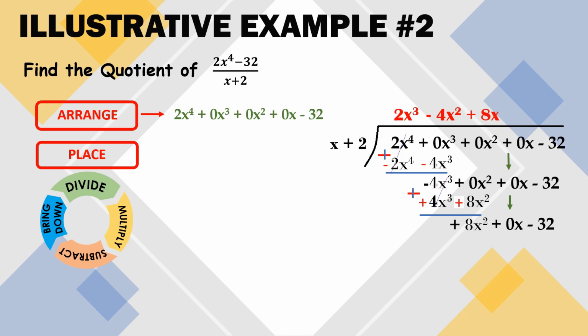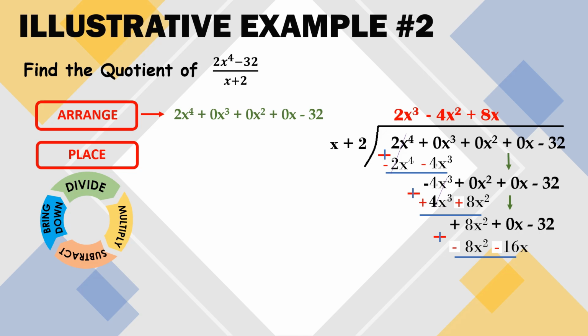Dividing 8x squared divided by x will give you 8x. Then we multiply 8x times x plus 2. 8x times x is equal to 8x squared. 8x times 2 is equal to 16x. Then we subtract the terms. Since we are subtracting, change the sign of the subtrahend, then proceed to addition.